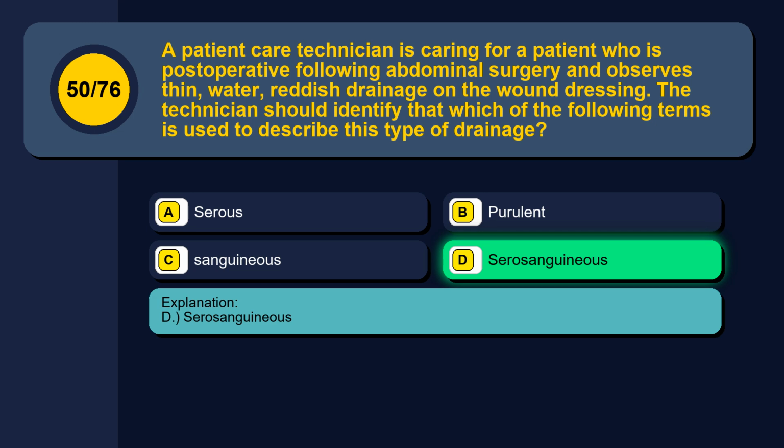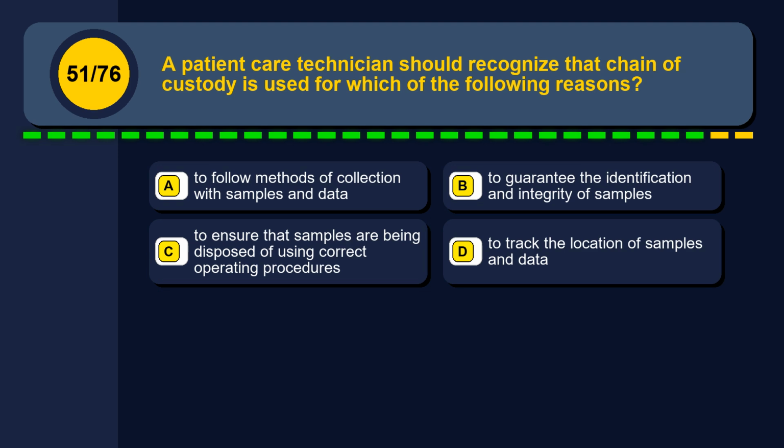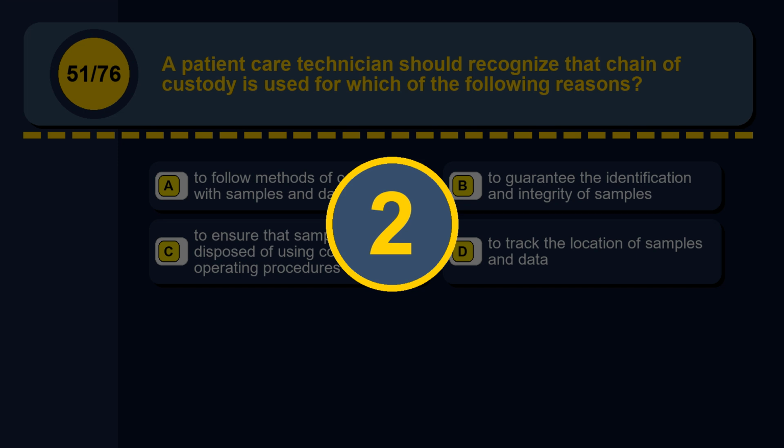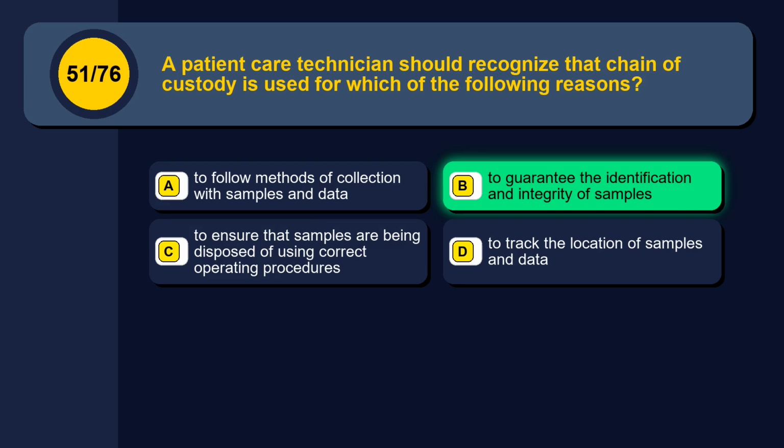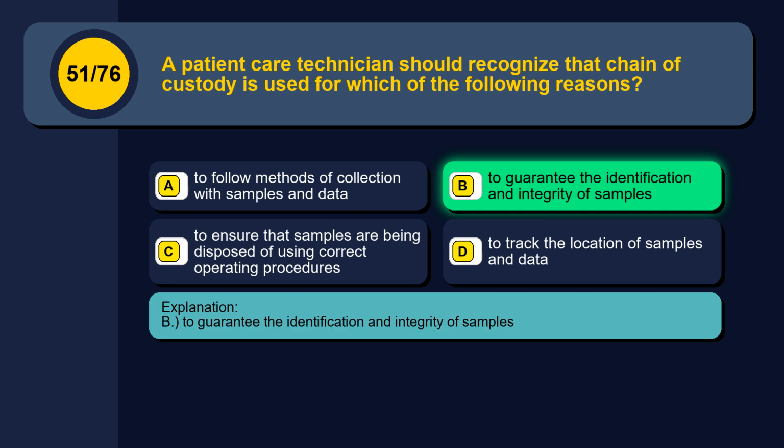The correct answer is option D, serosanguineous. Question 51. A patient care technician should recognize that chain of custody is used for which of the following reasons? Option A, to follow methods of collection with samples and data. Option B, to guarantee the identification and integrity of samples. Option C, to ensure that samples are being disposed of using correct operating procedures. Option D, to track the location of samples and data.